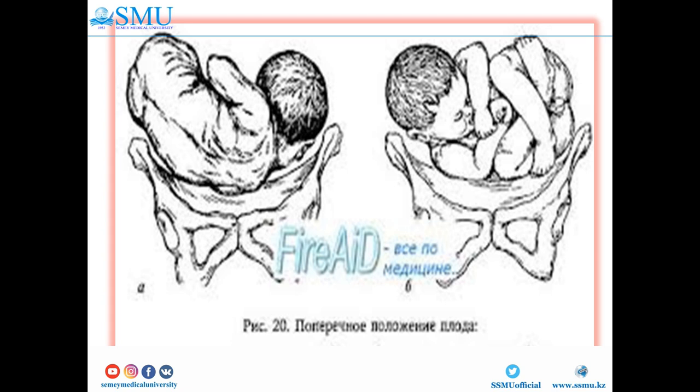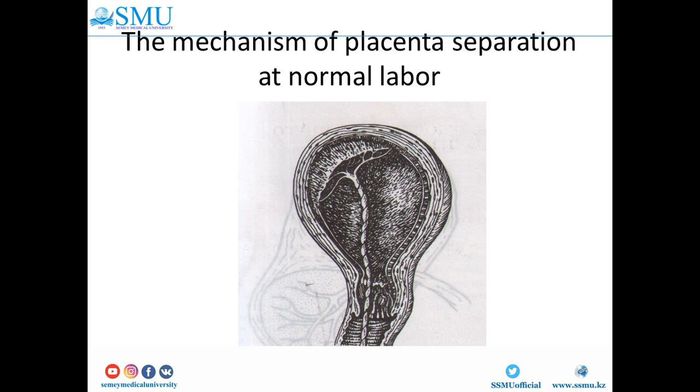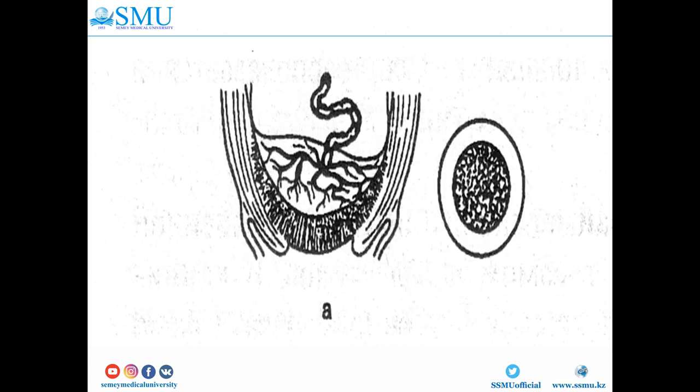The mechanism of bleeding with placenta previa. The mechanism of placenta separation at normal labor. At normal course of labor, after childbirth, placenta starts to separate from uterus slowly with formation of retroplacental hematoma. At placenta previa, when uterine cervix is opened, there is present tissue of placenta which starts to bleed.